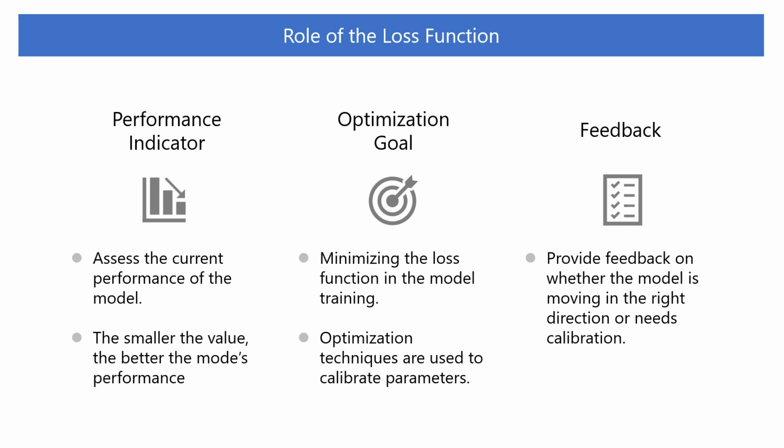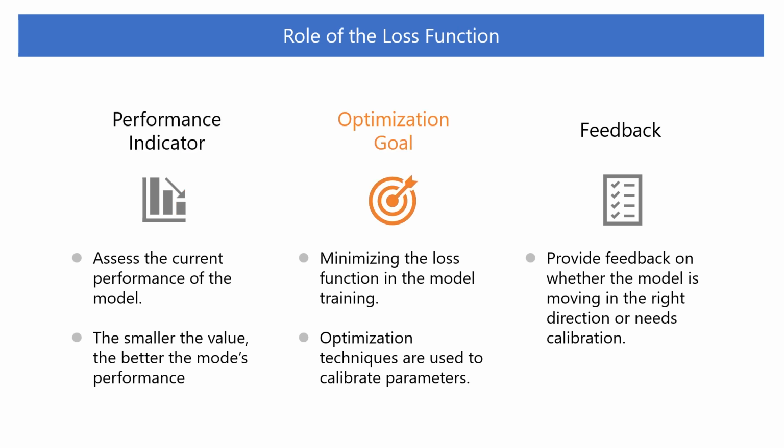The loss function plays three roles in the model learning process. The first role is as a performance indicator. The value of the loss function serves as an indicator to assess the current performance of the model. The smaller the value, the better the model's performance.